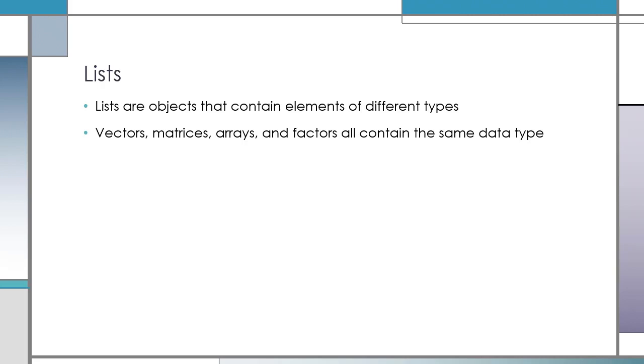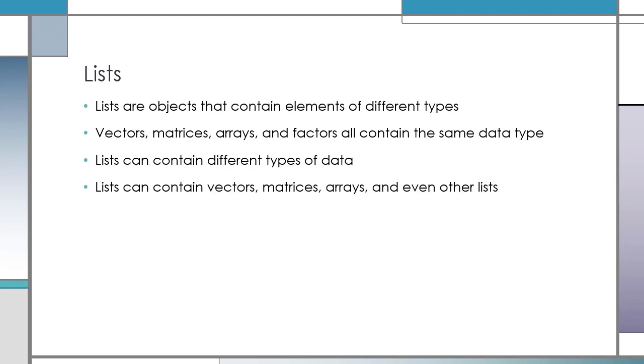Whereas vectors, matrices, arrays, and factors are all atomic, that is, they contain the same data type, lists can contain different types of data. Lists can contain vectors, matrices, arrays, and even other lists.